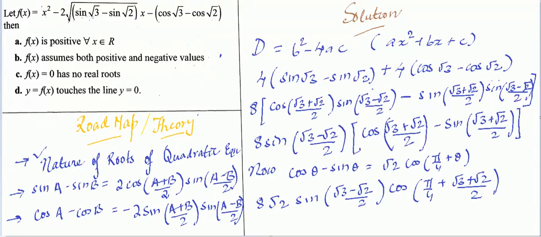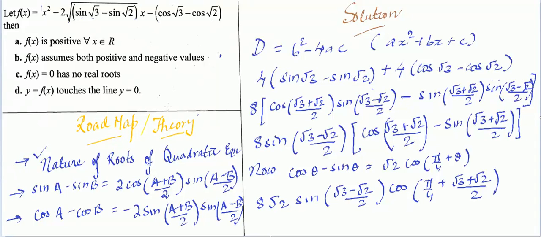Secondly, if we see terms like sin A minus sin B, cos A minus cos B, this indicates that this involves some kind of trigonometric transformation formulas, which is sin A minus sin B and cos A minus cos B, as you can see on your screen right here.